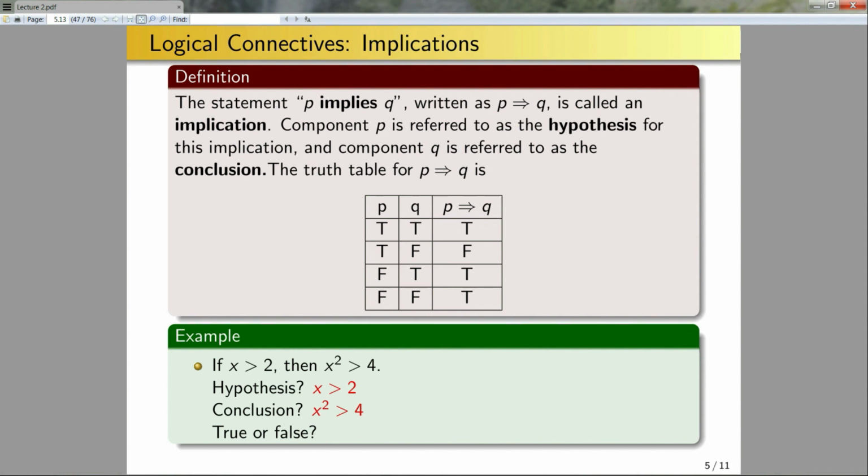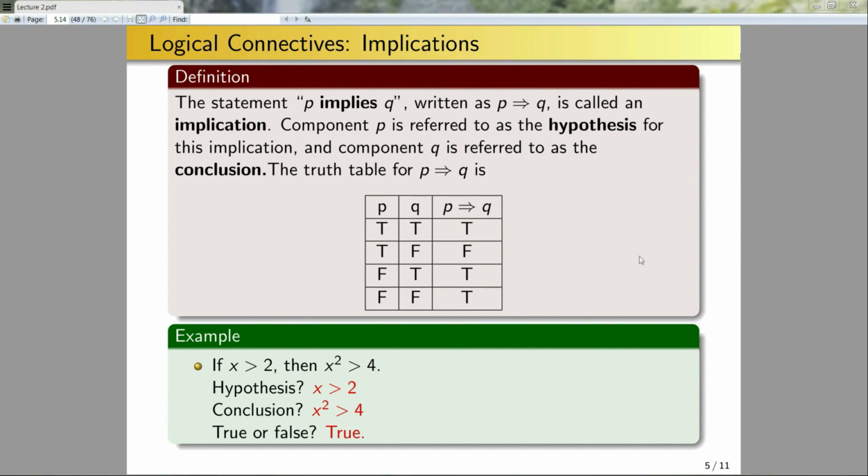And is this true or false? Well, if we think about it, if x is greater than 2, when I square it, I'll get something that's bigger than 2 squared, so I'll get something that's bigger than 4. So in this case, this would be a true implication, and in particular, it's true in the non-vacuous sense. So I'm sitting here at this true, true, true case.